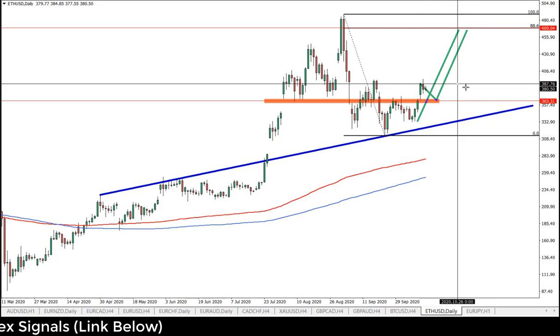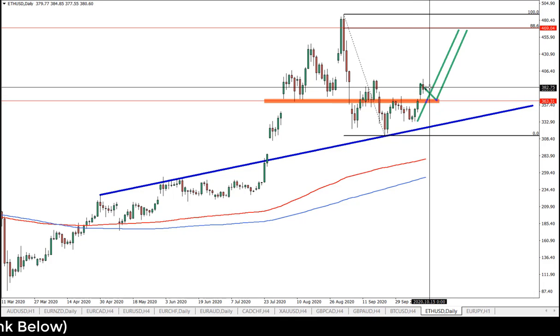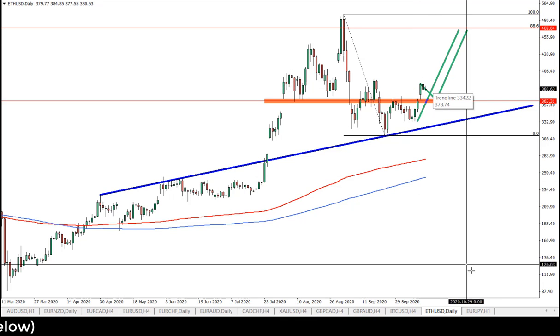Ethereum here still bullish, nothing has changed. Price is basically at the same spot. A minor correction to the downside could be providing this opportunity.